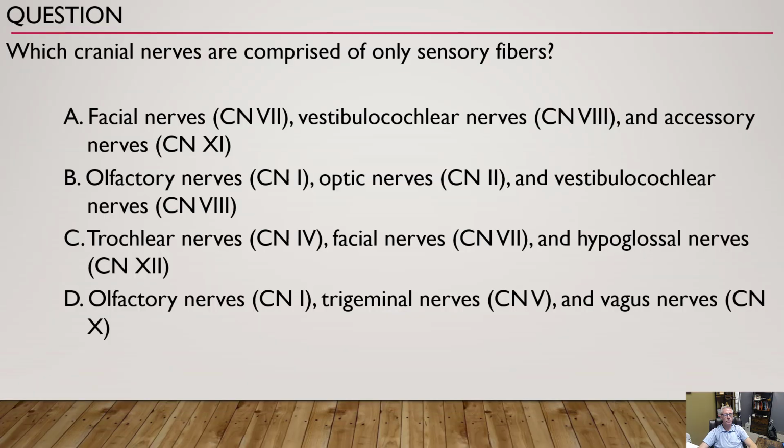All right. So what cranial nerves are comprised of only sensory fibers? Some say marry money, but my brother. Facial nerve, that's a mixed nerve, so that one's out. Answer B, that's a sensory. Some say marry money, but my brother says, that's a sensory, so this one would be your answer.